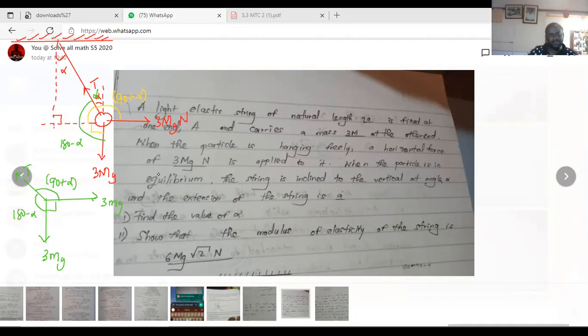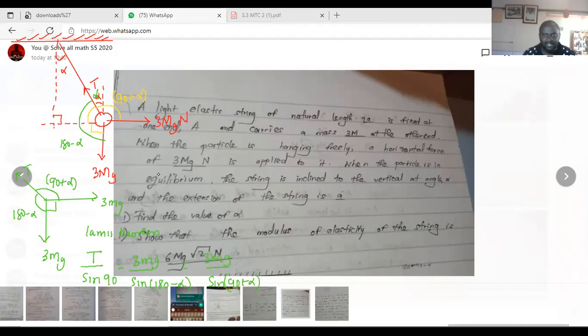So from Lamy's theorem, it states that one force, for example, tension, over the sine of the angle opposite to tension, which is 90, is equal to 3mg over the sine opposite to 3mg, which is sine of 180 minus alpha, is equal to the other 3mg over sine of 90 plus alpha.